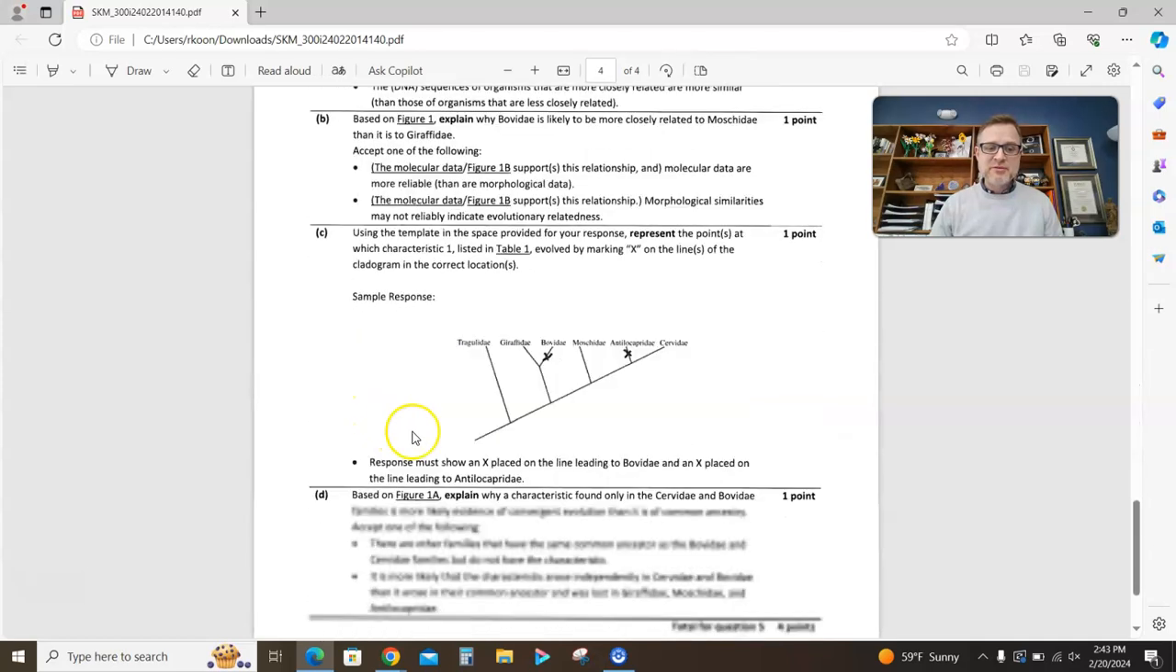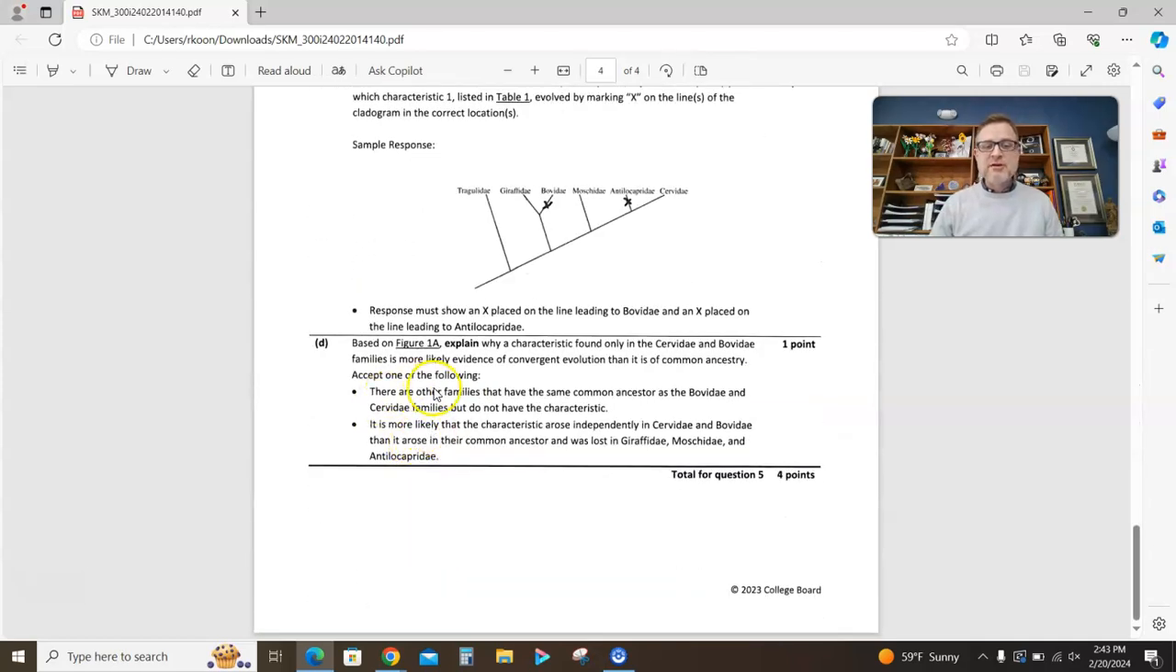If you look at the rubric, there are other families that have the same ancestor but don't have the trait. You could have said that. Or you could say that it's unlikely that it evolved in a common ancestor and then was lost in Giraffidae, Moschidae, and Antilocapridae. That's just less likely.